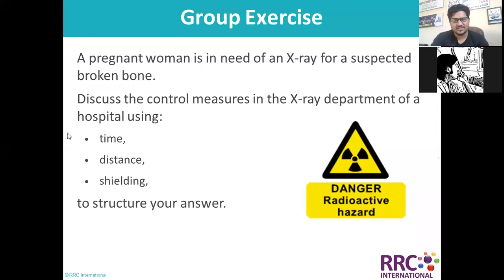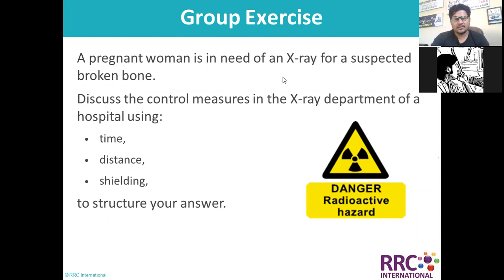How are you going to ensure the distance? Same way, the shielding, especially in the X-ray department, because the woman is pregnant. Even the child could be in trouble if we don't use proper controls in shape of time, distance, and shielding. Anything coming to your mind, or we will see what NEBOSH is guiding us?